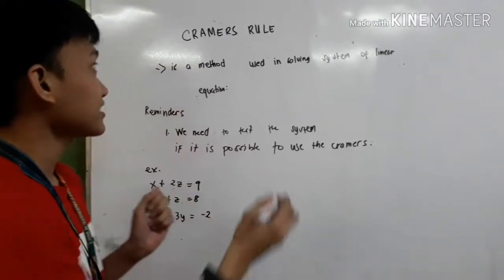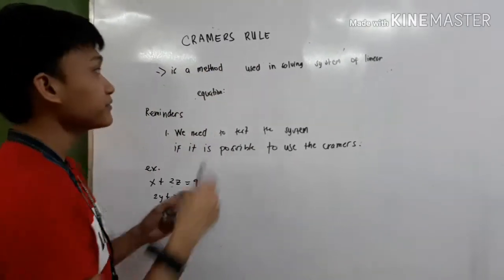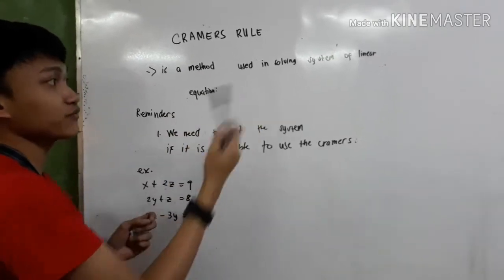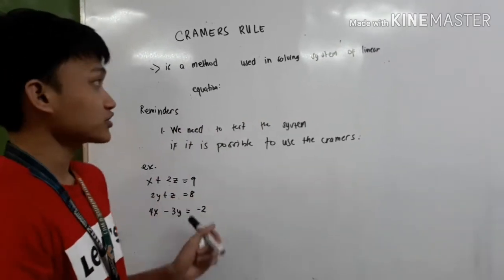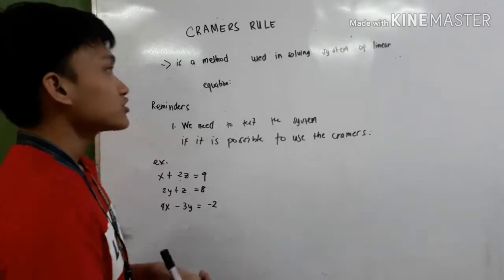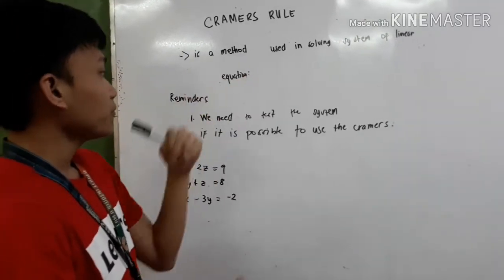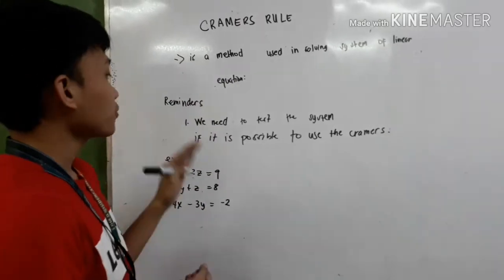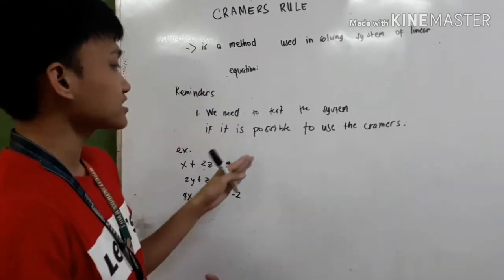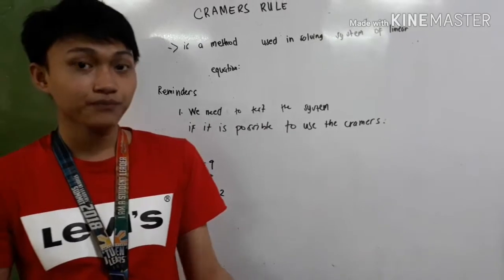Today I'm going to discuss Cramer's Rule. Cramer's Rule is a method used in solving a system of linear equations or root finding. Before we go to Cramer's Rule, we have our reminders. We need to test the system to see if it is possible to use Cramer's Rule.